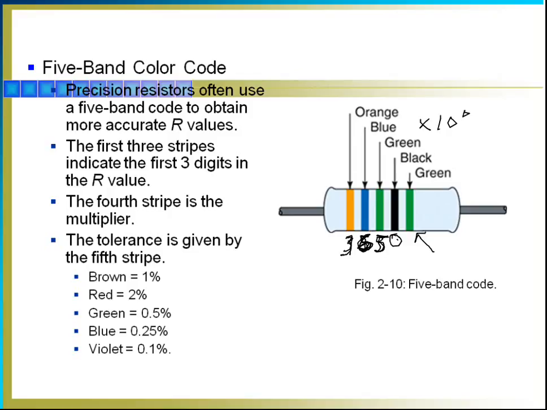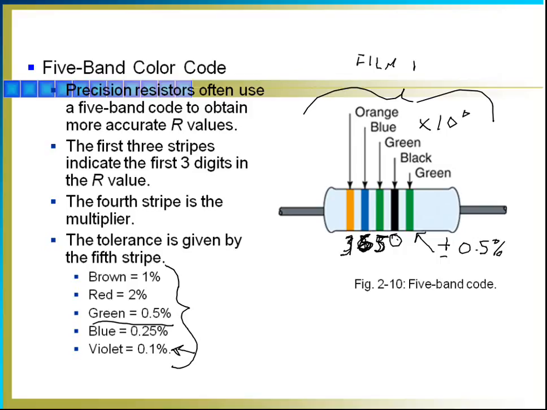And your tolerance can be any of these colors. So in this case it's green, which means I've got a tolerance of plus or minus 0.5%. So that's a pretty tight tolerance. We can go all the way down to 0.1%. So an extremely tight tolerance. So once again, this is normally what you're going to find in your film type. Not too often in carbon comp are you going to find these type of tolerances.